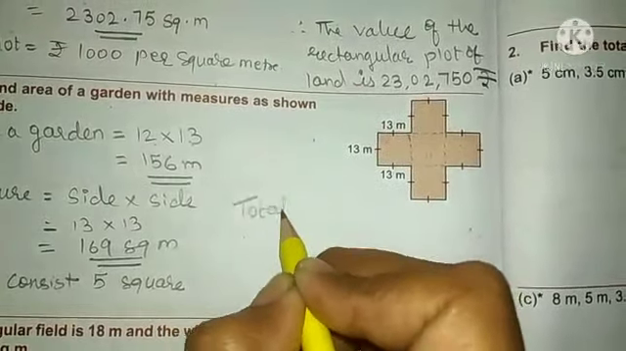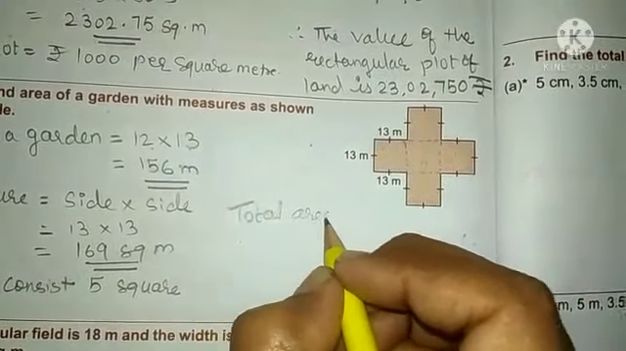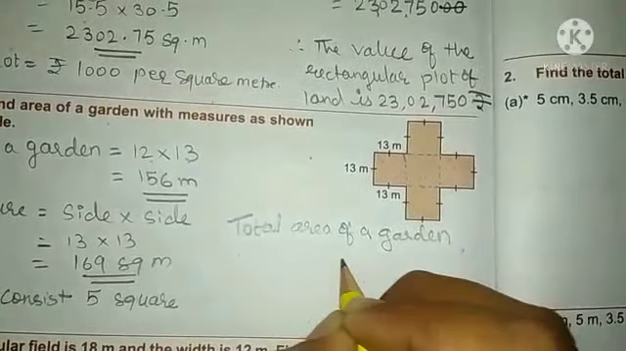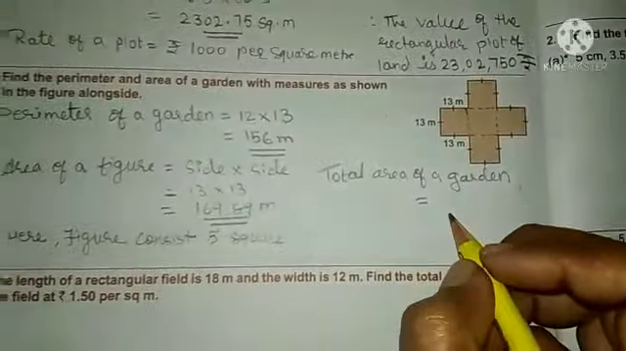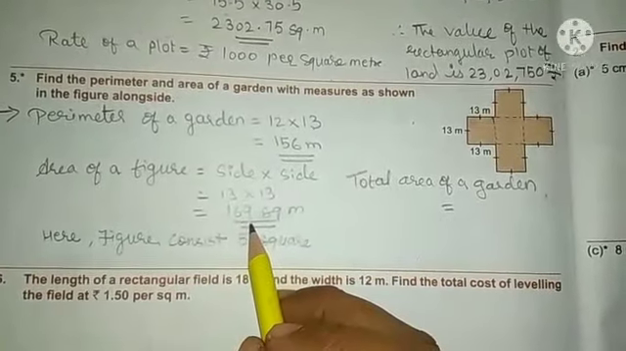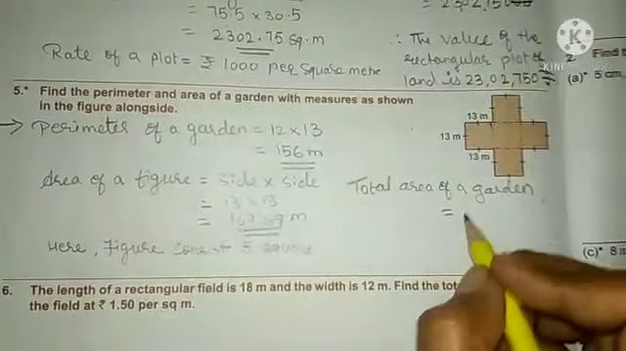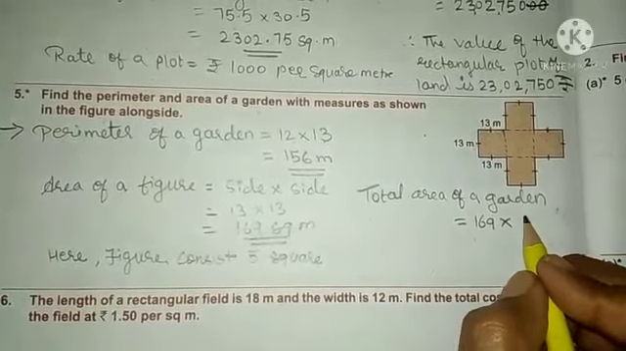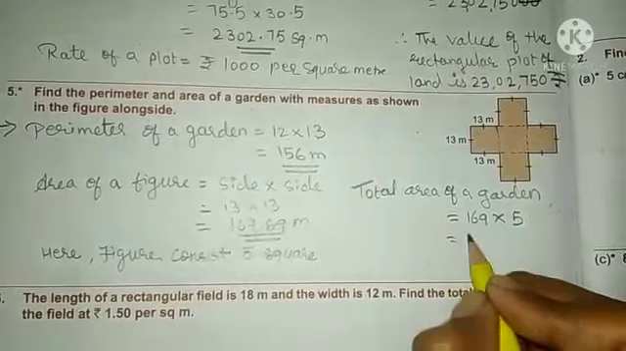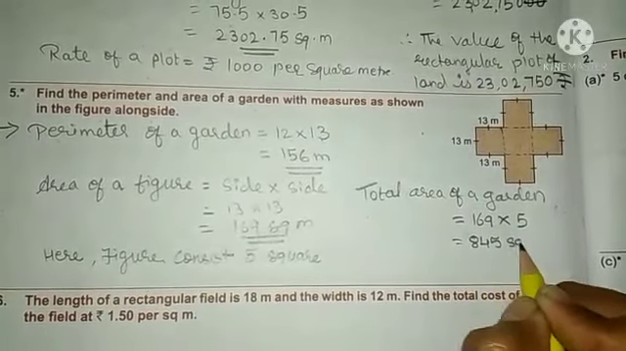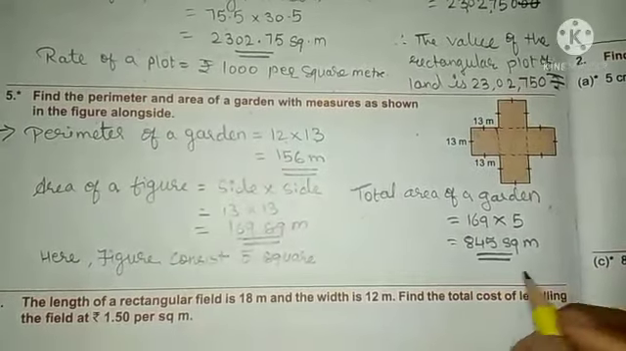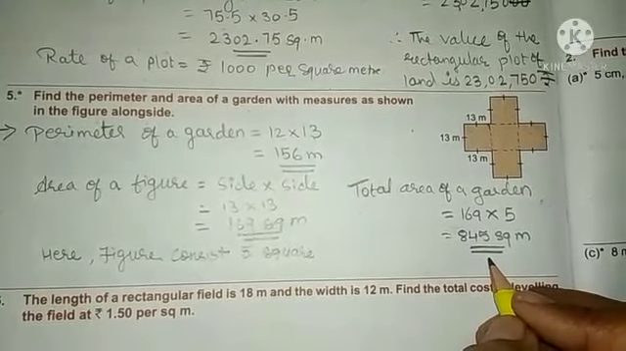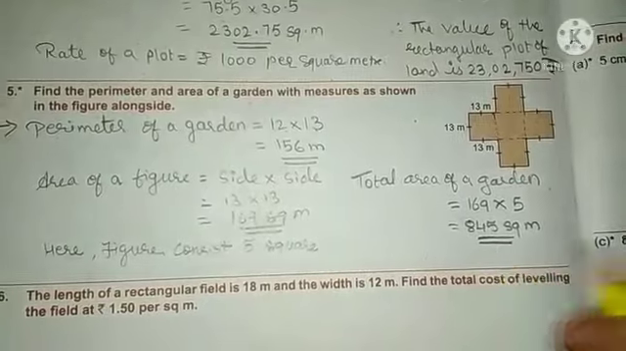We have to find out the total area of the garden. So how are you going to find the total area? We had found the area of 1 square, that is 169 square meter. So 169 multiplied by how many squares are there? 5. So multiply by 5. You will get 845 square meter. Clear? So the total area is 845 square meter. Understood how you are going to find this?